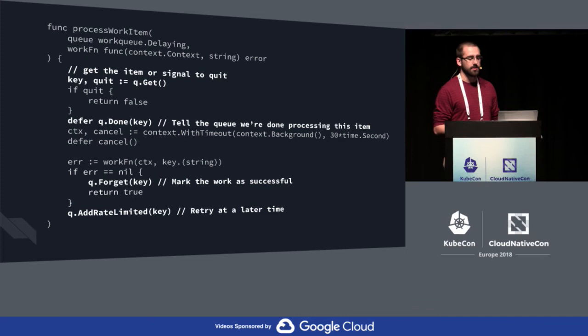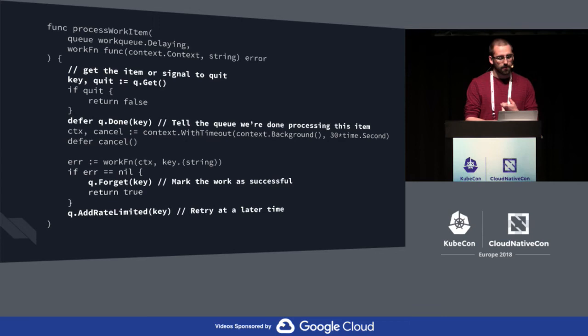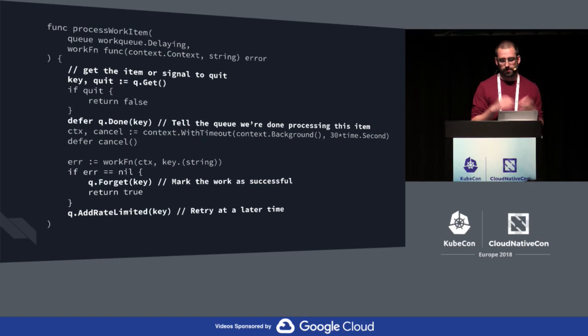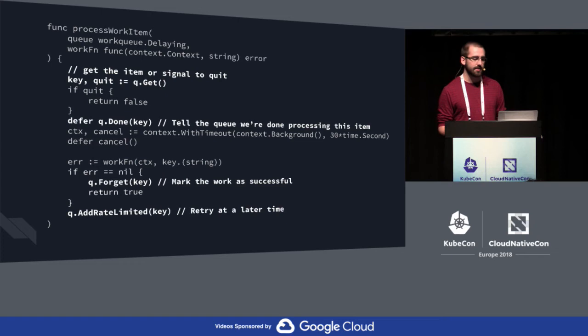If you don't have an error, you have to tell the queue that it was successful. So you do queue.Forget, and that means that the queue, if it hasn't already been re-added, will just forget that the item was in the queue in the first place when you call Done. So in the happy path, you have to call queue.Forget. It's a weird function name, but it's absolutely required.